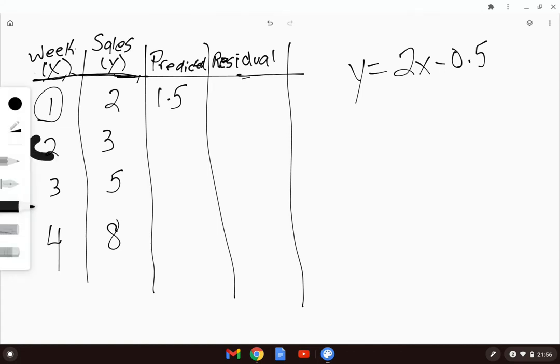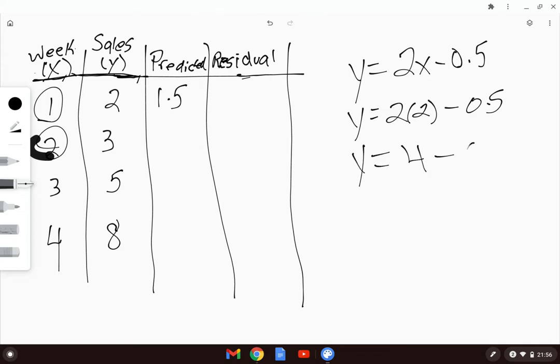Now my next one is 2. So I'm going to have y equals 2 times 2 minus 0.5. So 2 times 2 is 4 minus 0.5. So y equals 3.5. So I predict 3.5. So then I have here 3.